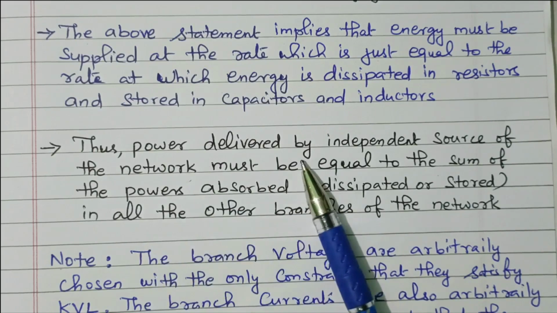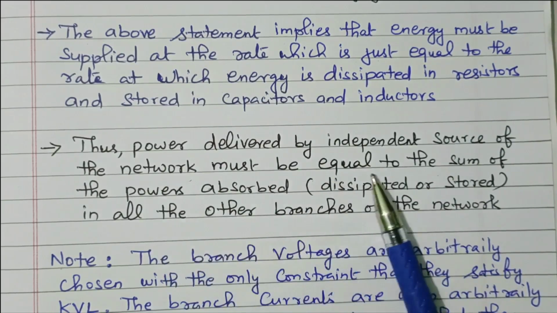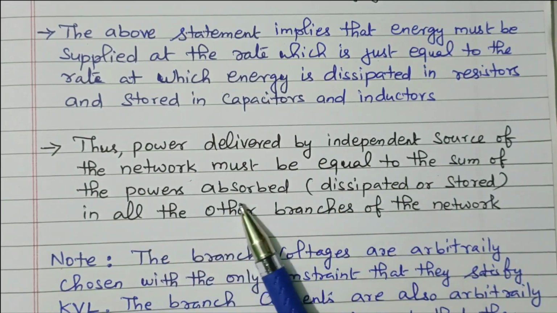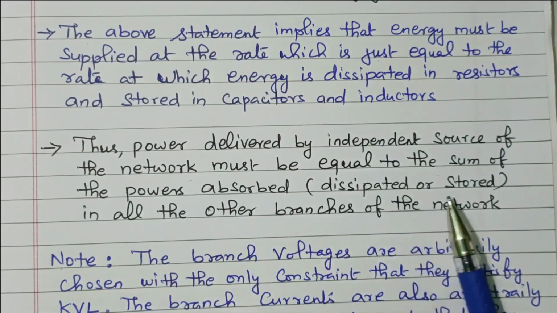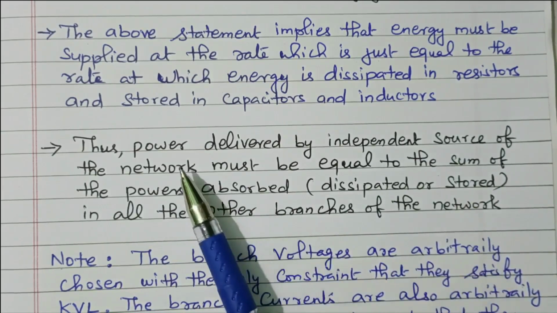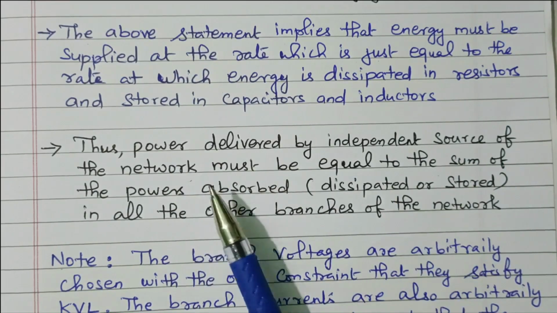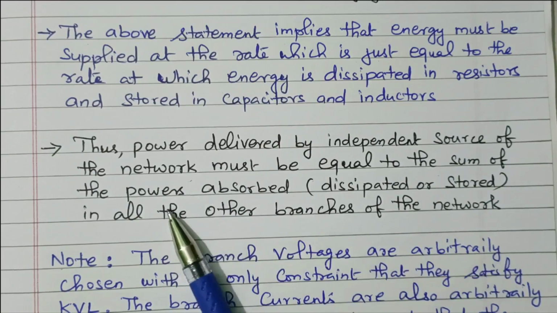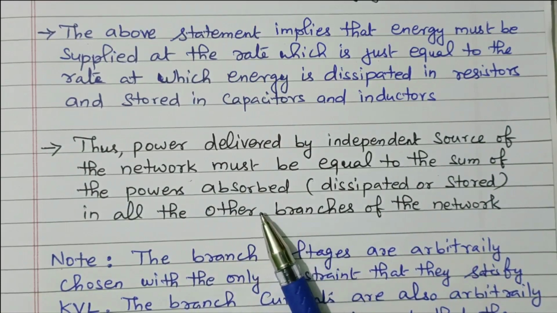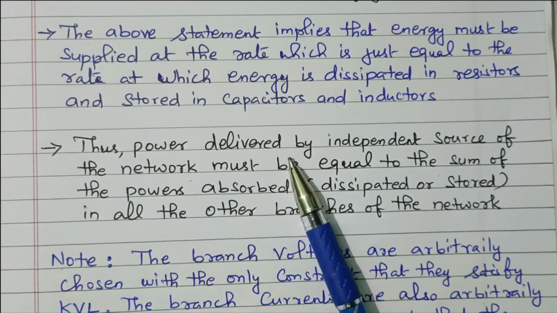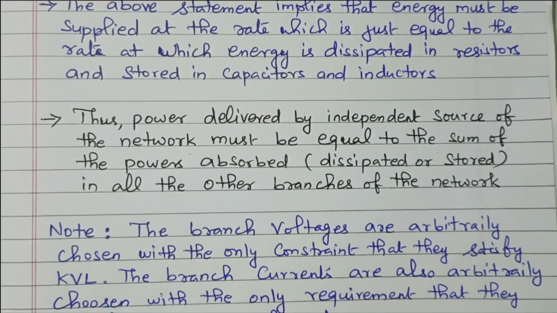Thus the power delivered by the independent sources of the network must be equal to the sum of power absorbed in all other branches of the network, either dissipated or stored. So we need to understand that the power delivered by the independent source is equal to the sum of power absorbed in all other branches. The power absorbed should be equal to the power delivered, so that we get the net power equal to 0.